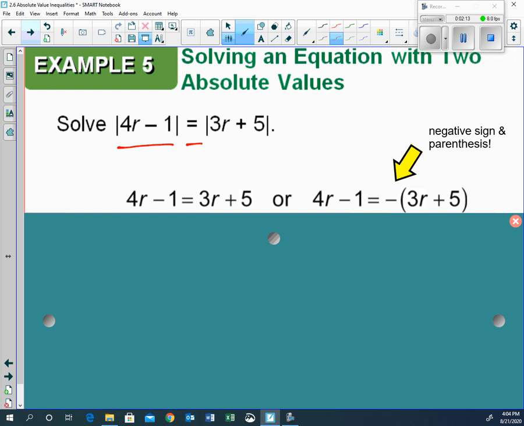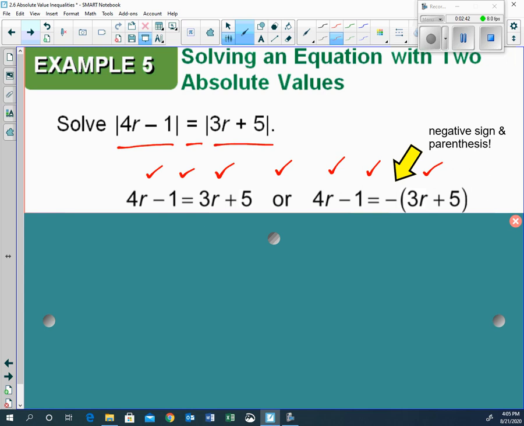Absolute value equal to absolute value. So two cases. First case over here on the left, whatever's inside the absolute value equal to whatever's inside the other absolute value. Connect it with the word or. Then, whatever's inside the left side absolute value, keep it exactly the same, equal to, and then negate, or put a negative on, the right side absolute value expression.